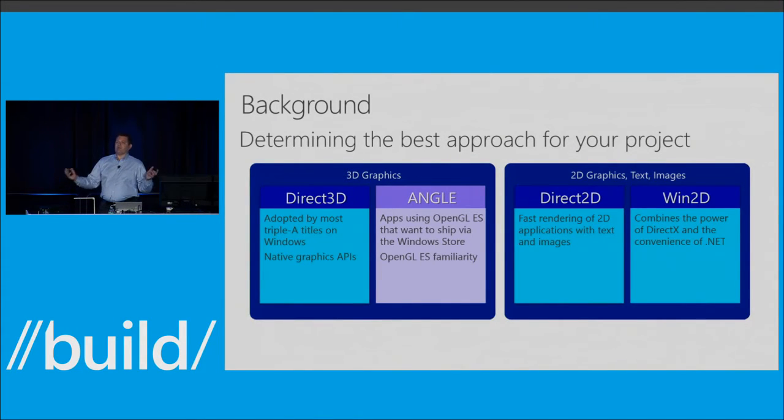Angle, which is the topic of this talk, we're going to go over much more detail about why this is an option for you. And Direct2D, if you're doing 2D text graphics, images, it's a highly performant API that's native to Windows that gets you the best way to render your 2D scenes.